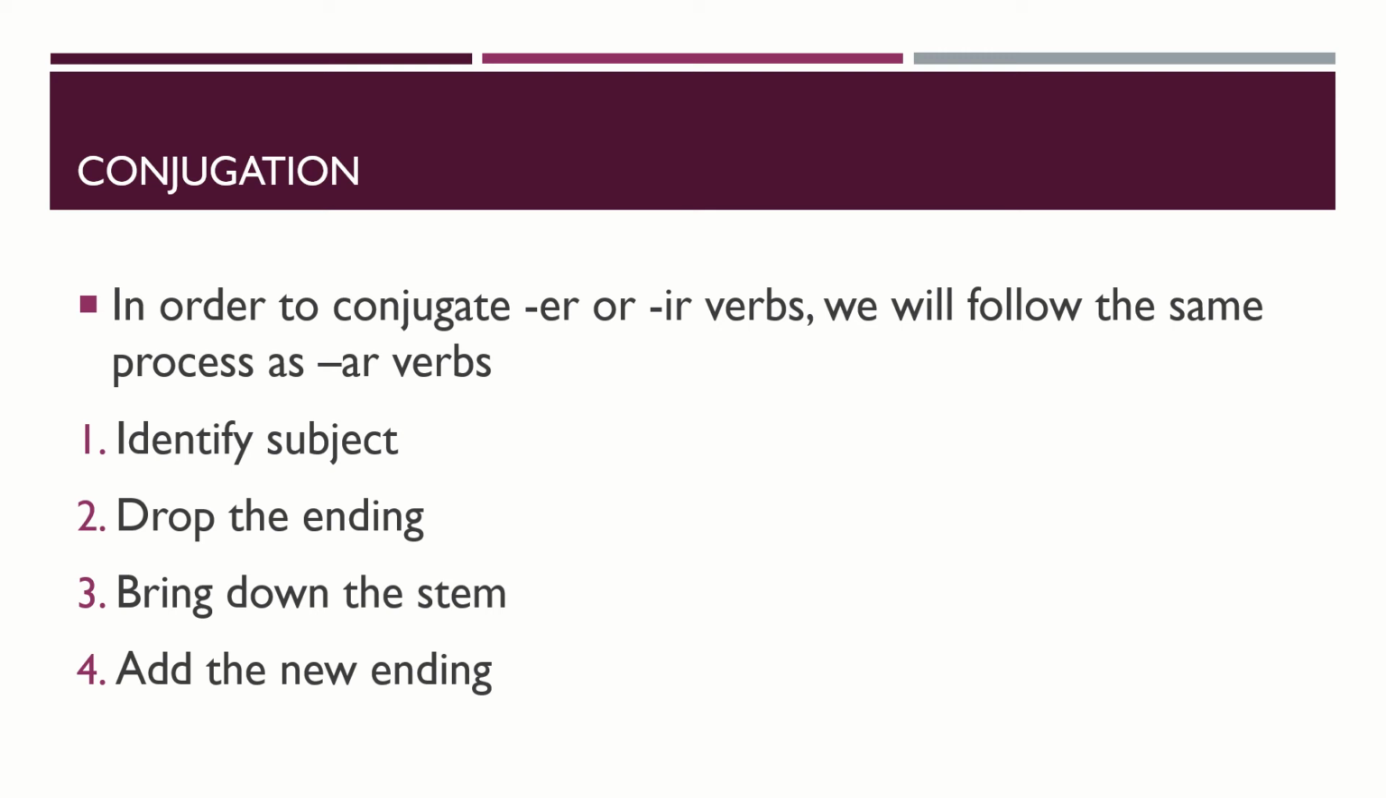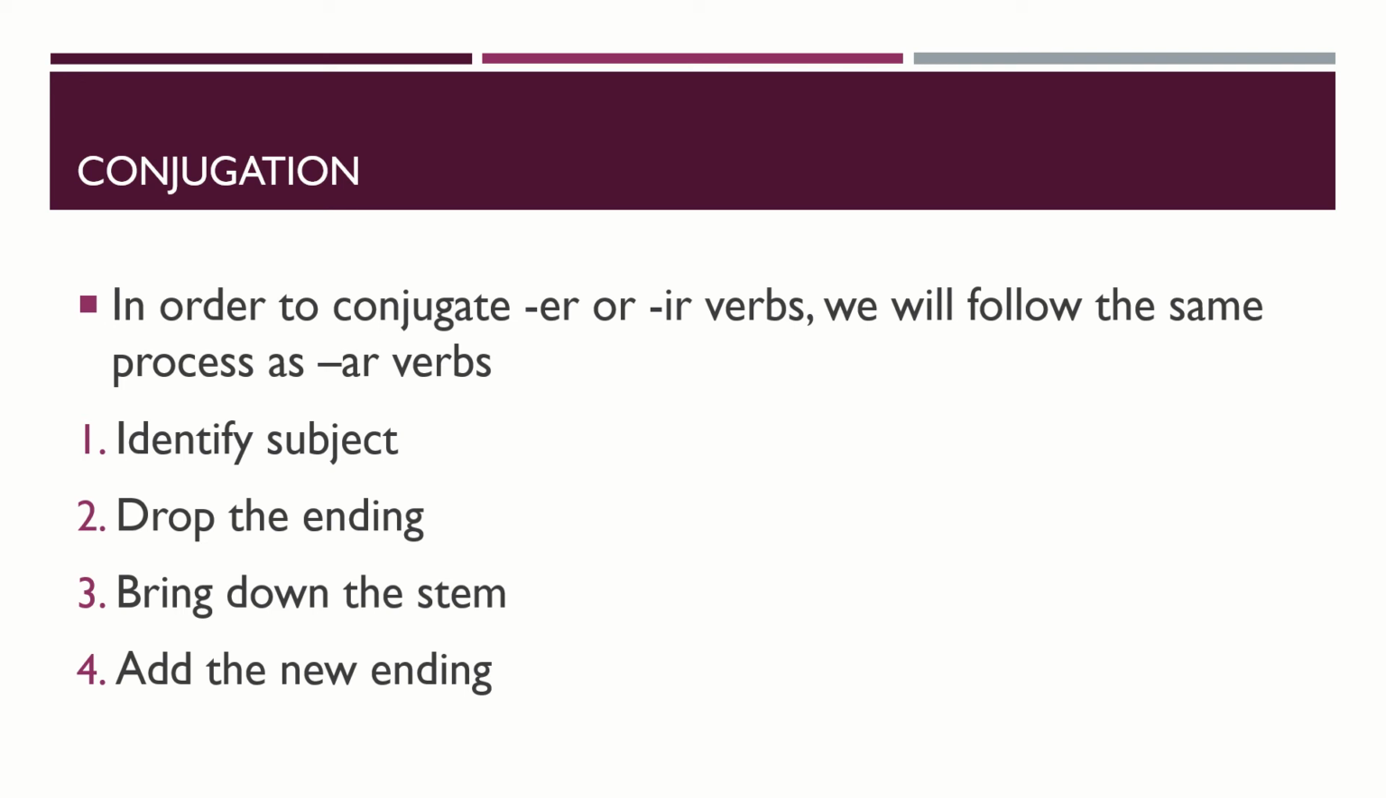So once again, using our verb hablar as an example for us. We'll pretend that we're working with the subject yo, right? We know that our yo ending is o, so identify subject, yo. Drop the ending of hablar, we would drop the AR. Bring down the stem, we would be left with habl, and then add our new ending, which is just an o. That would give us yo hablo, right? So we would follow that exact same process no matter what verb we're working with.